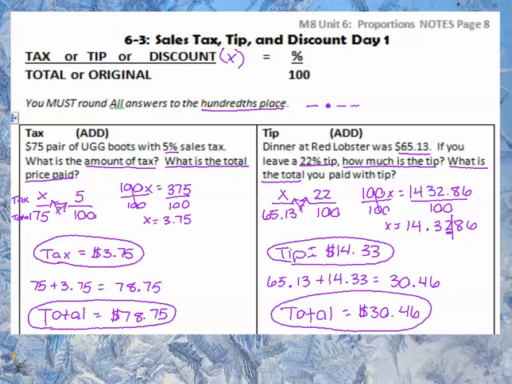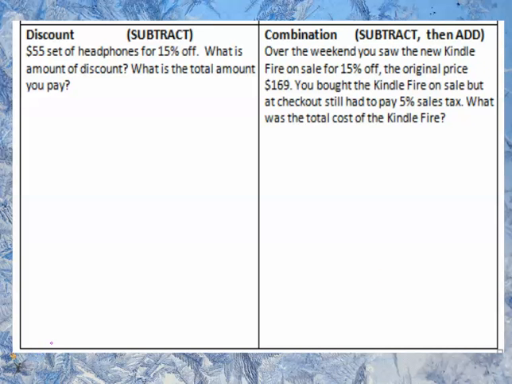Alright, let's look at the next one. The next problem is a discount problem. Discount is subtraction. It's the only one that doesn't start with a T that looks like a plus sign. You can also hear the word dis. Dis says that S for subtract. So that's another way you can remember it.